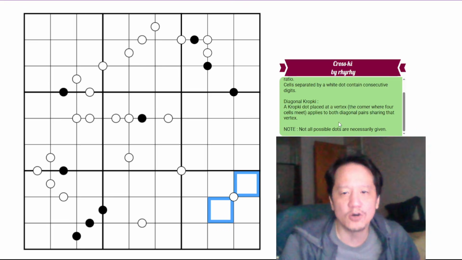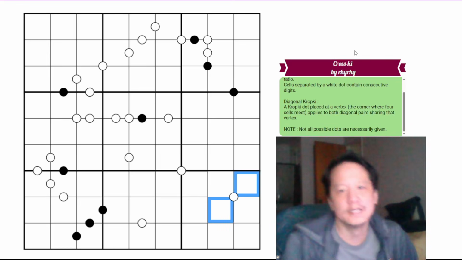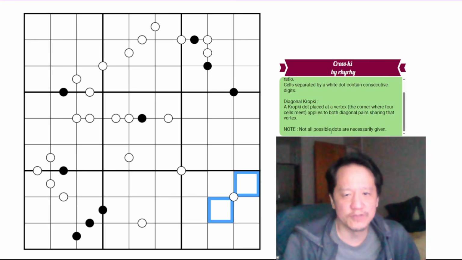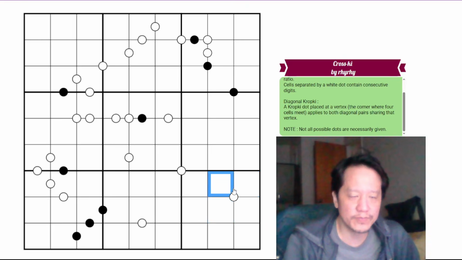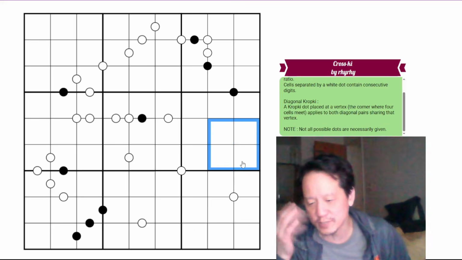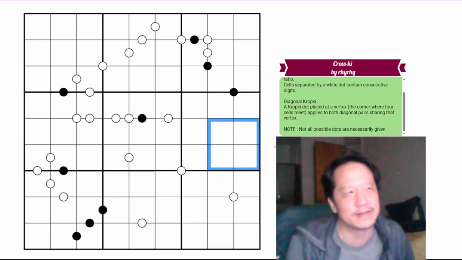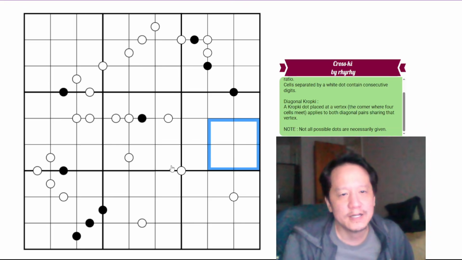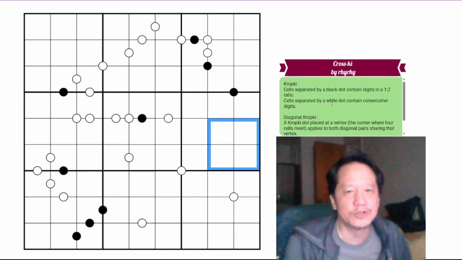Note, not all possible dots are necessarily given. Nice. So we do not have the negative constraint in there either. And a negative constraint just means that if we have the absence of a dot, that means that we know the opposite is true, but that's not the case here. So I was just trying to explain what a negative constraint is. I don't know if that came across very clearly. Anyways, those are all the rules.